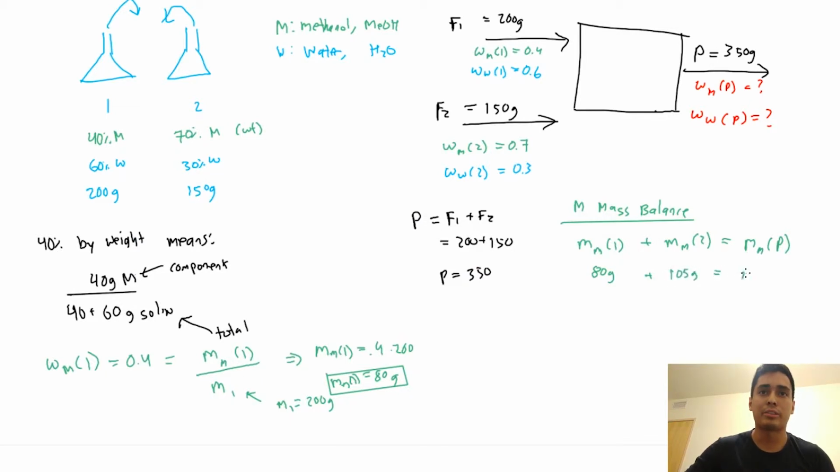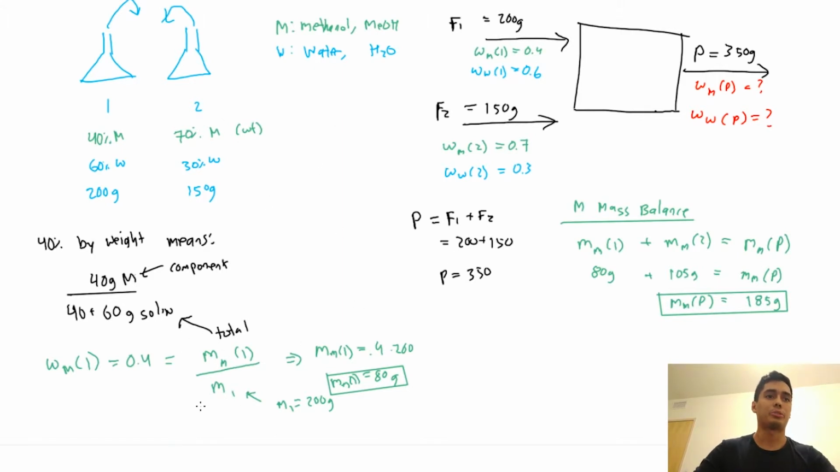And now we know the mass of the methanol in the product, so we can just add these two together. The mass of methanol in the product is going to be 80 plus 105, which is 185.